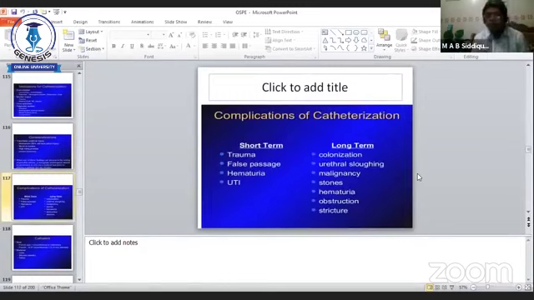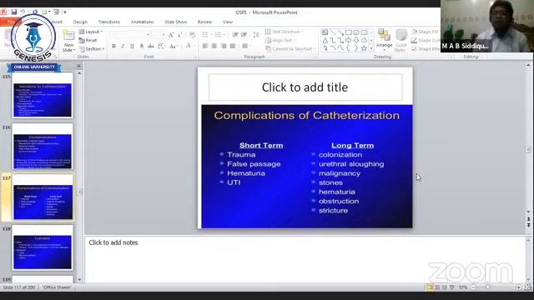So the next is, what are the complications of catheterization? There might be short-term complications or long-term complications. The short-term complications are trauma, false passage, hematuria, and urinary tract infection.